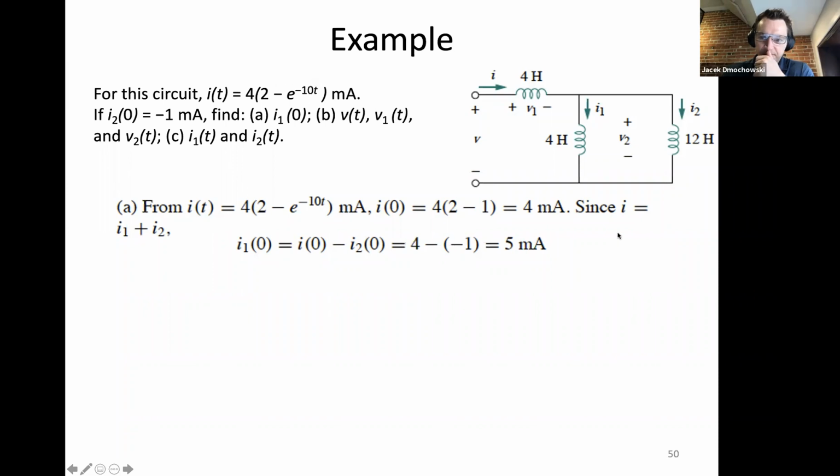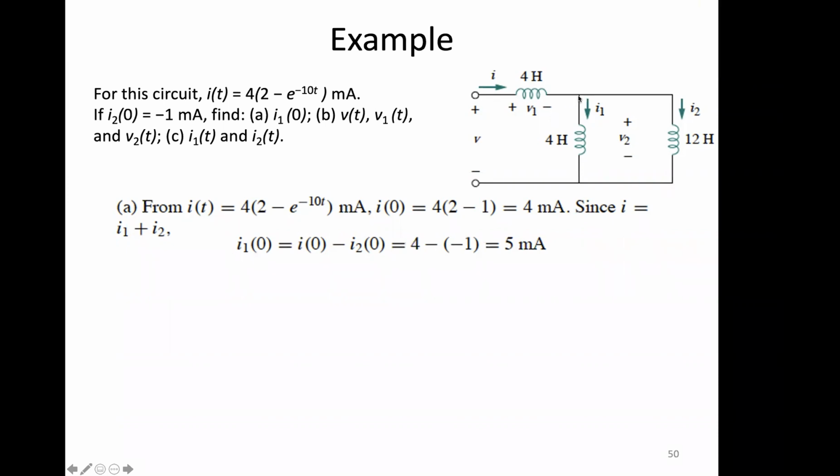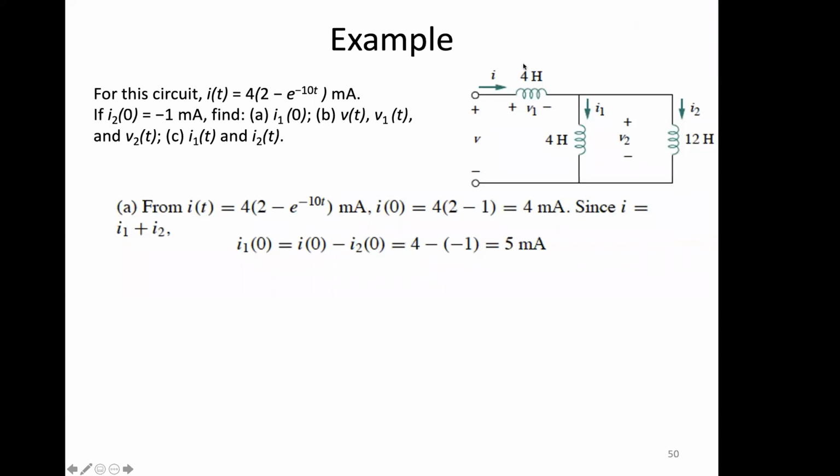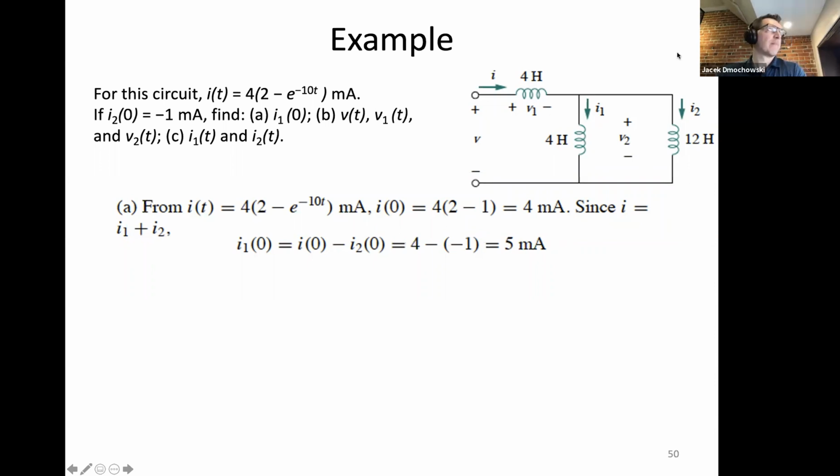Let us continue. So that part was pretty straightforward, right? We just applied KCL at time 0 at this node here, and we figured out that the initial value of I1 was 5 milliamps. So at time 0, there's 5 milliamps flowing down here, and 1 milliamp flowing up here. So there's 4 here, 5 here, and 1 here. Okay.